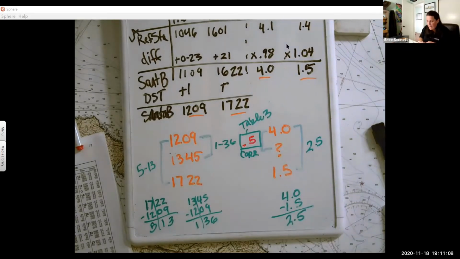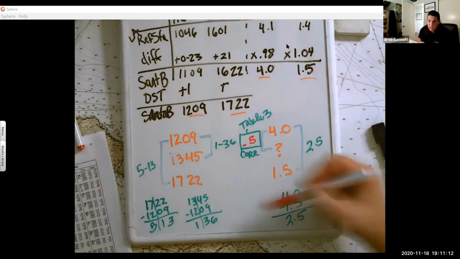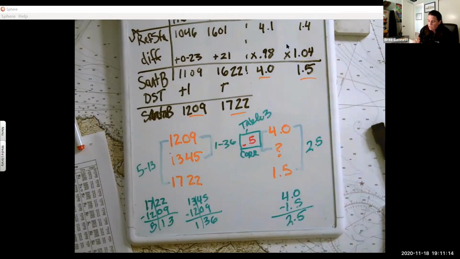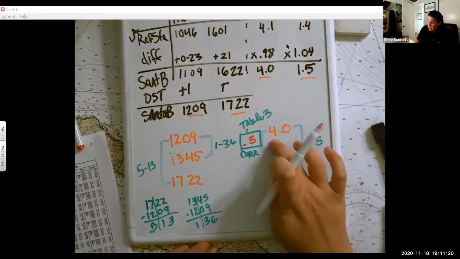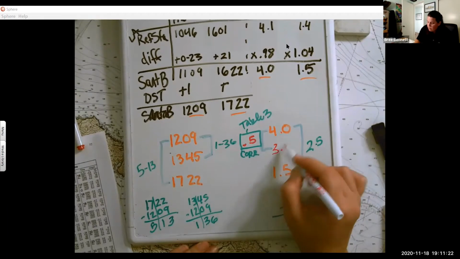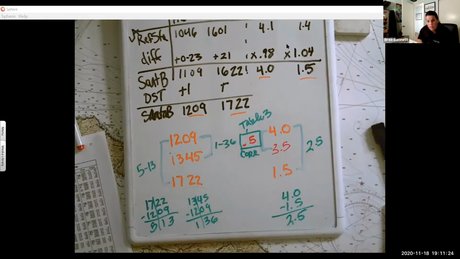So do I need to add it or subtract it? I need it to stay within this sandwich or this bracket here. So I'm going to be subtracting that. And I get a tide of 3.5. So all that work, and we figured out our tide, 3.5.